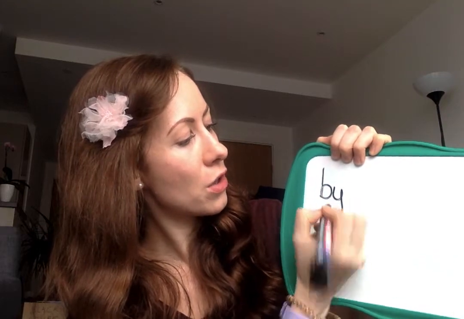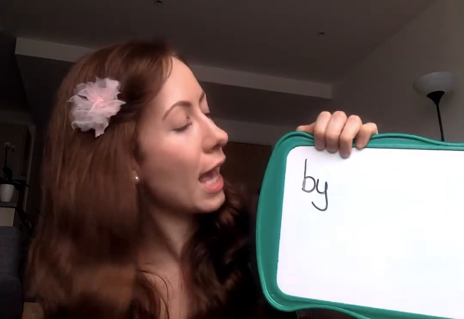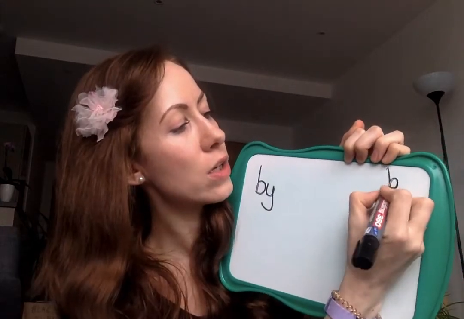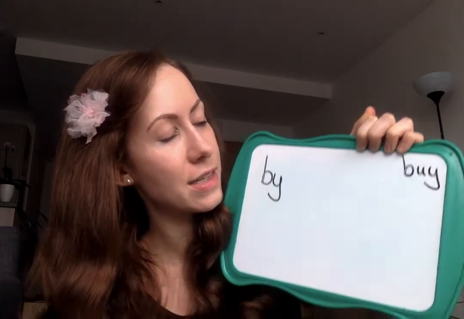Okay then, so today we're going to start with two high frequency words. The first one is by, okay? And by as in I am by the river, not as in I went to buy some broccoli, okay? So by, I am by the river, by. By, as in I went to the shop to buy something, looks like this, okay?